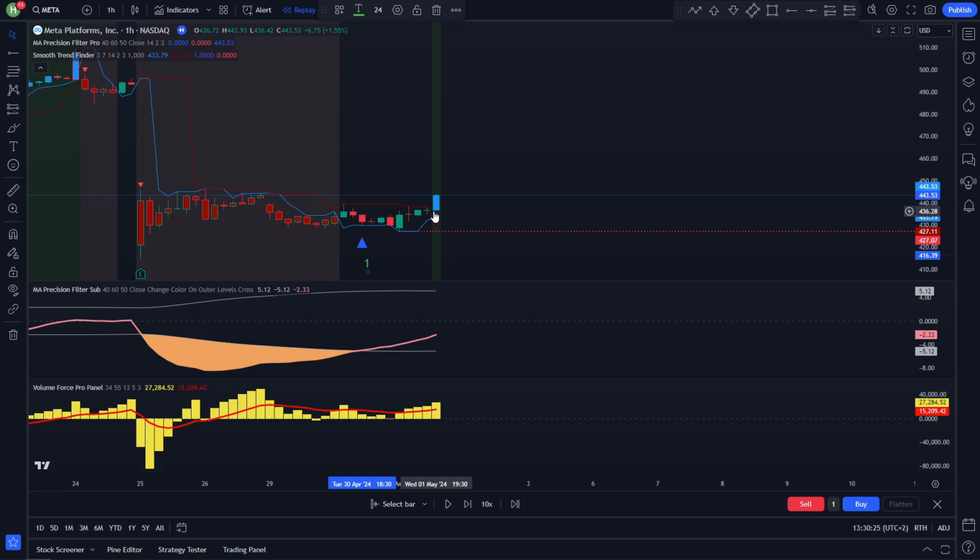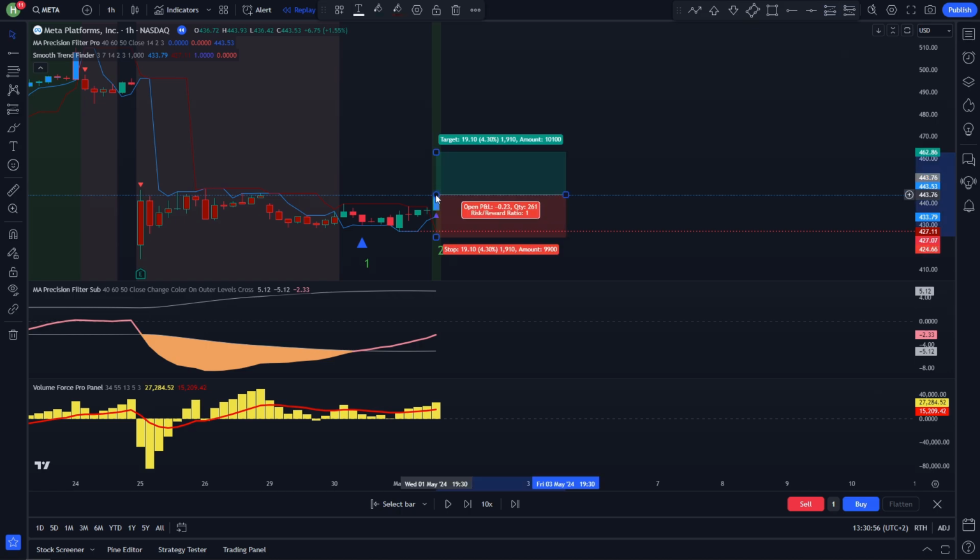On top of this, we are waiting for a buy alert from the Smooth Trend Finder. You will notice that this indicator identifies uptrends, downtrends, and also sideways markets. Lastly, once we receive the buy alert from the Smooth Trend Finder, we need enough volume for the trend to play out. For this, we need to check our Volume Force Pro. For our volume confirmation, we need a histogram above zero and also above the average line. Once all of these criteria are in place, we can enter our buy trade.